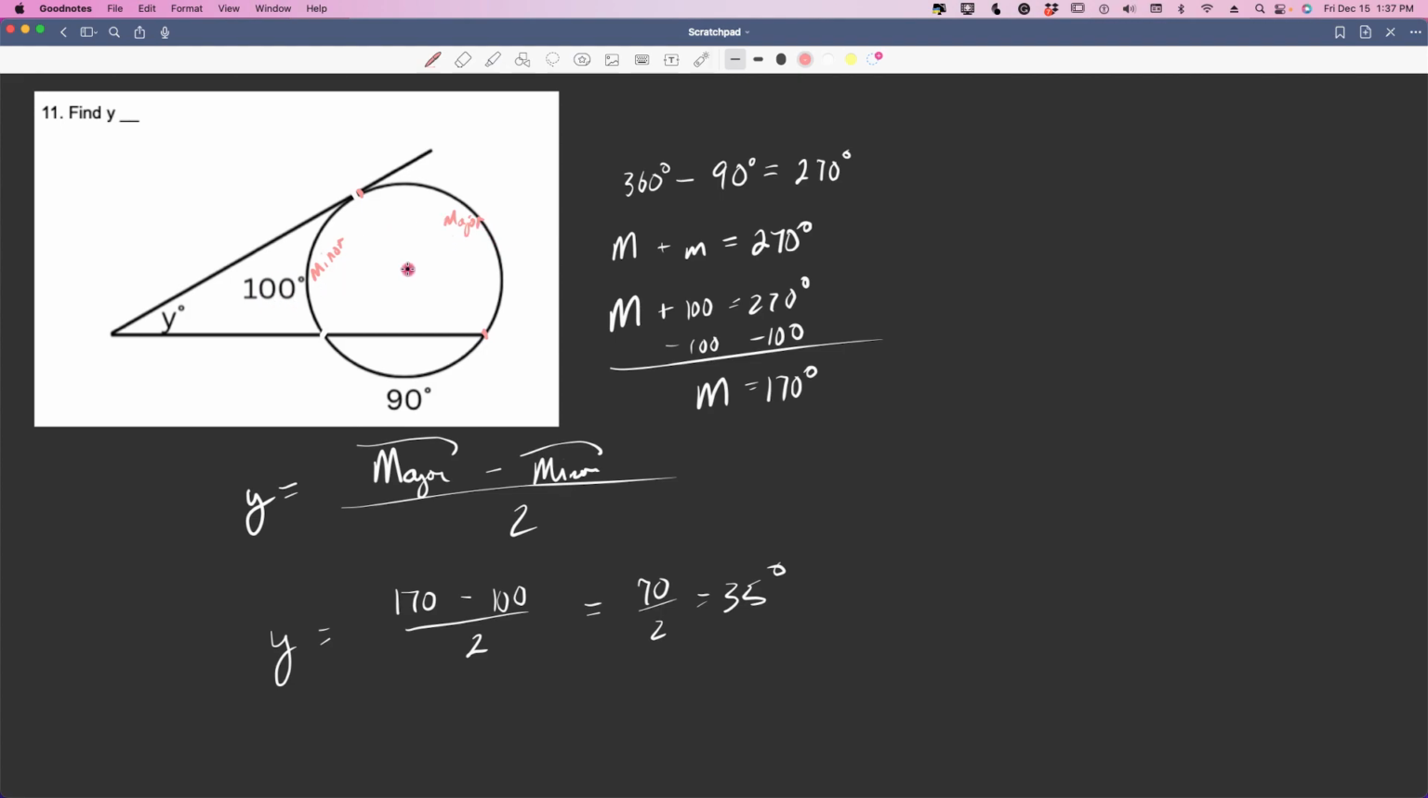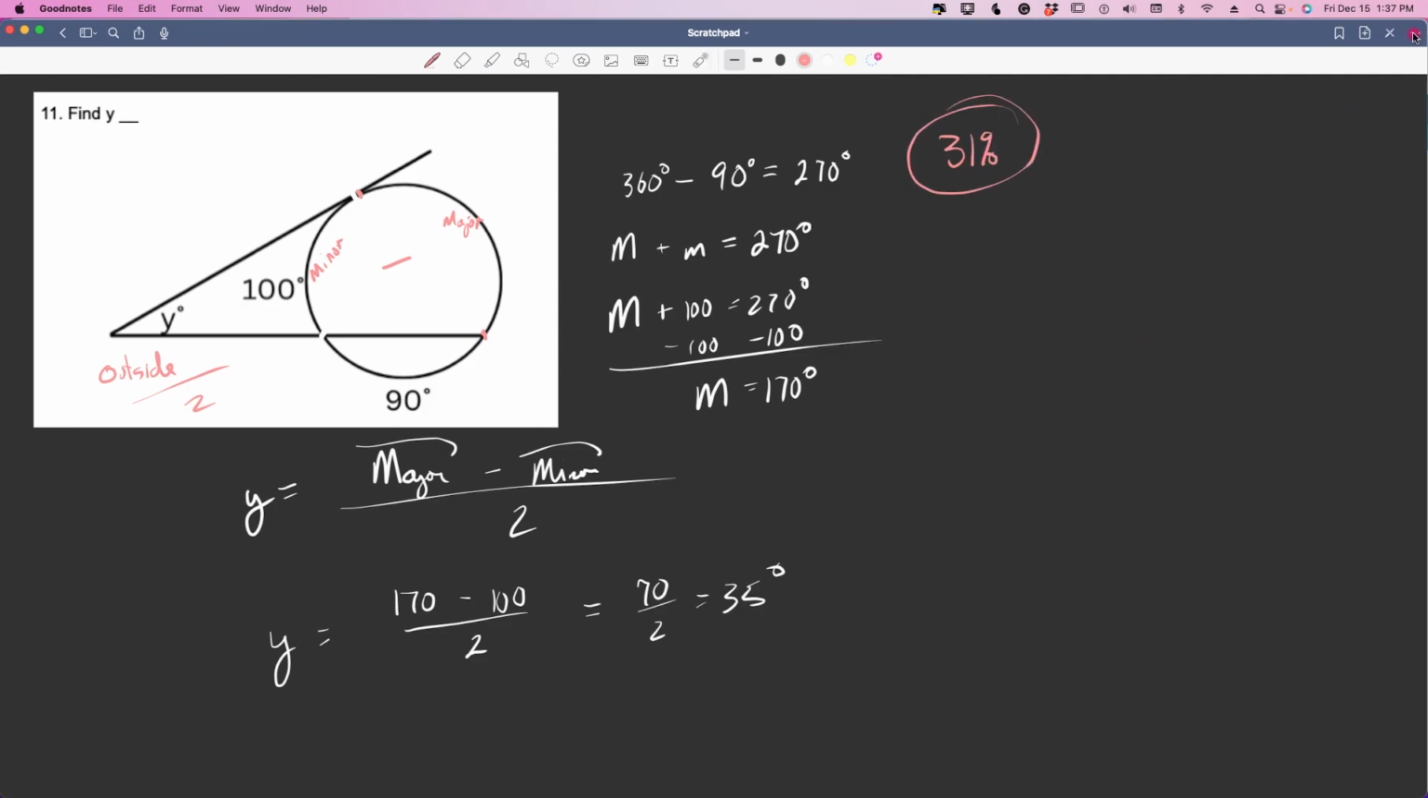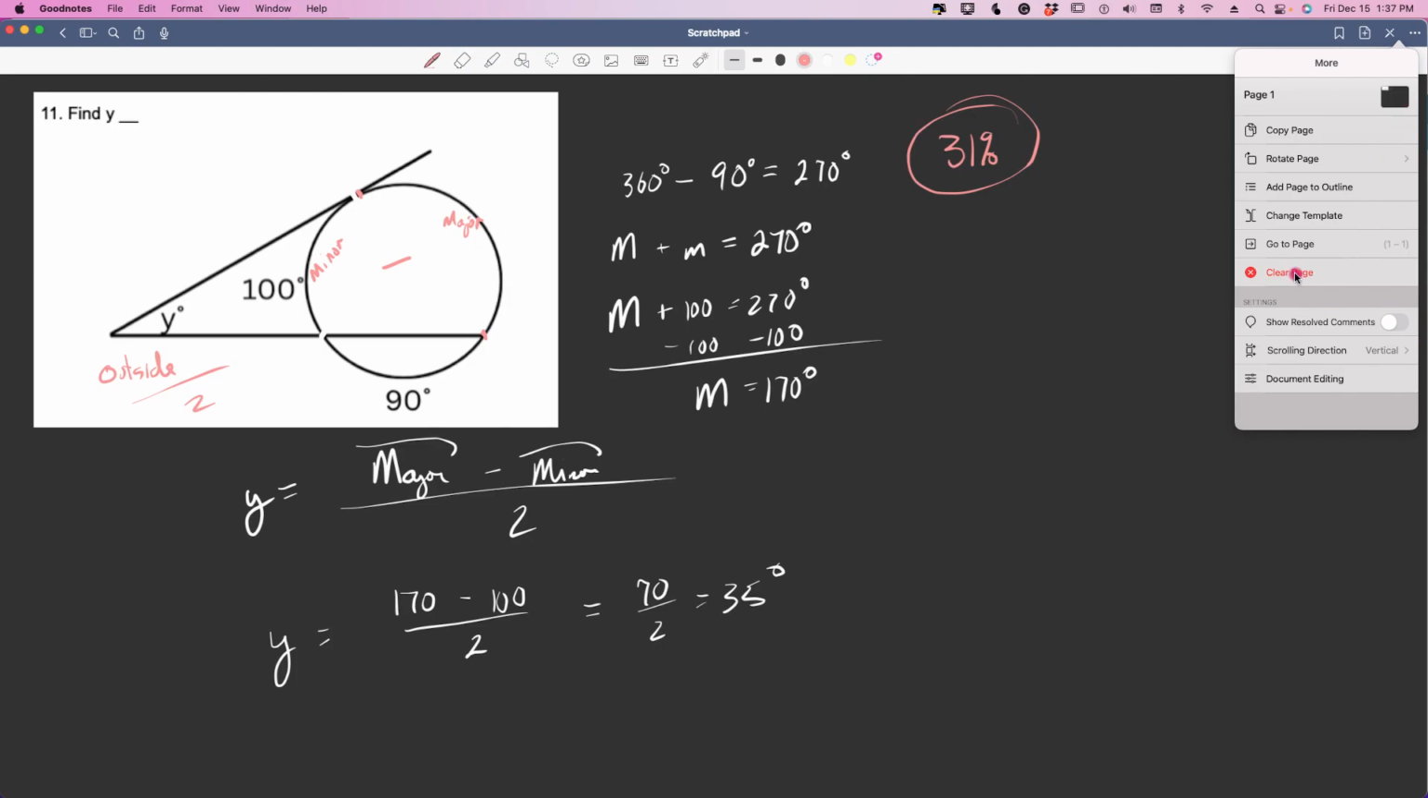So that's how you do it. You subtract when the angle is on the outside. And you still divide by 2. Okay? All right, next problem. And by the way, 31% got this correct. So 1 out of 3, roughly.